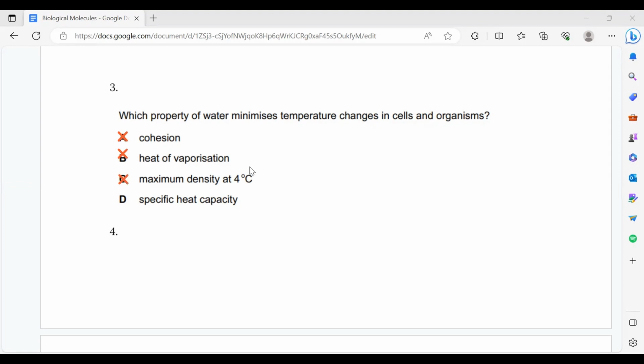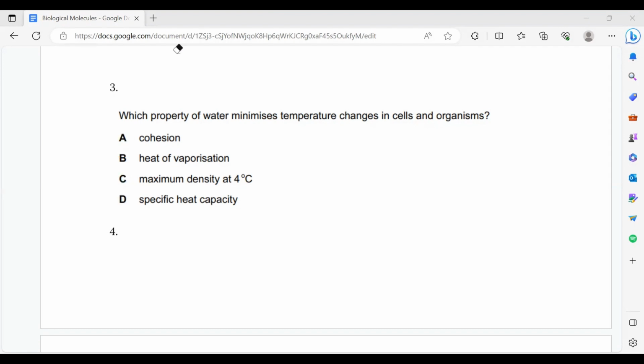You could be confused that it could be heat of vaporization, but that does not affect the temperature in cells and organisms because it is the amount of heat that is required to change water from liquid to gas. Specific heat capacity is the amount of heat that is required to raise the temperature of water by a degree Celsius. Because water has a high specific heat capacity, it does not easily change its temperature. So that is the property that minimizes temperature changes in cells and organisms. And that's your answer, number D.